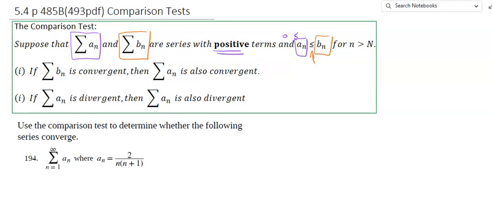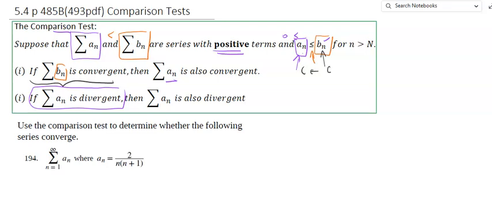The useful conclusions are: if the bigger converges, then the smaller automatically converges. If the series of the larger b sub n converges, remember they go this way, then the smaller converges automatically. That's what the comparison test says. And if the smaller diverges, then the bigger diverges automatically. If the smaller diverges, what's above it diverges.